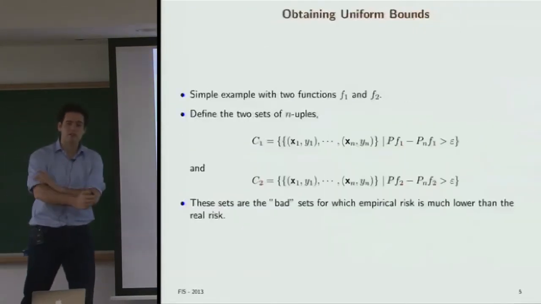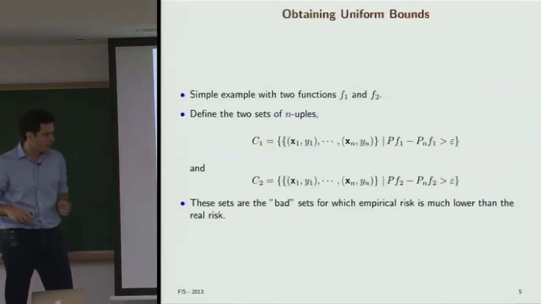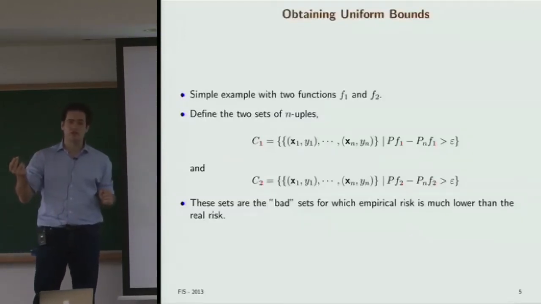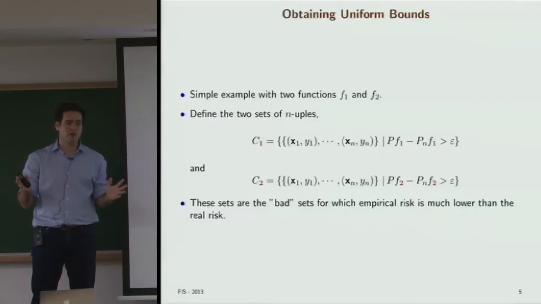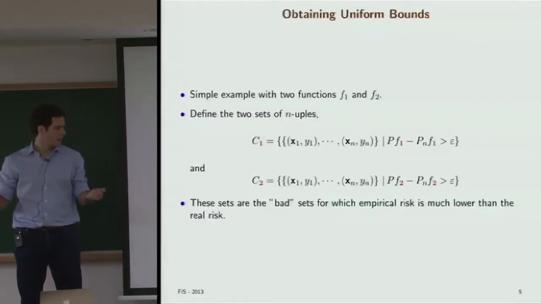Well, we started with just assuming that the function class is just two points. You remember this construction, I think, from last time. Suppose I have only two functions that I can choose from. So it's a very simple machine learning problem. I have two candidates, F1 and F2. Which one should I choose?